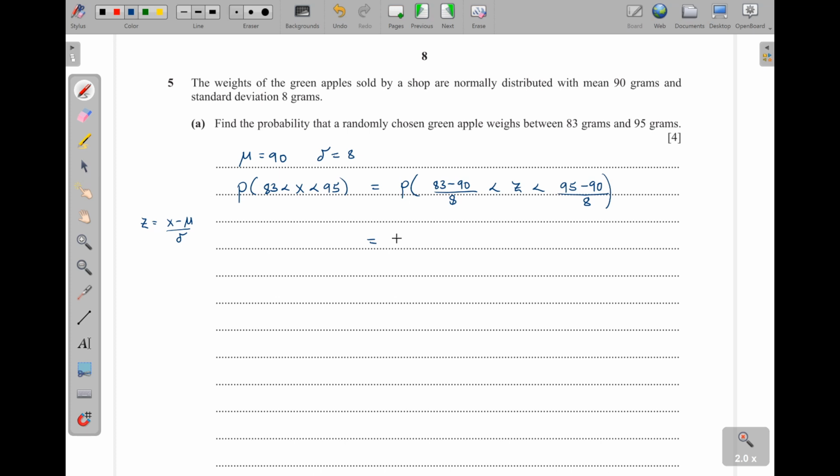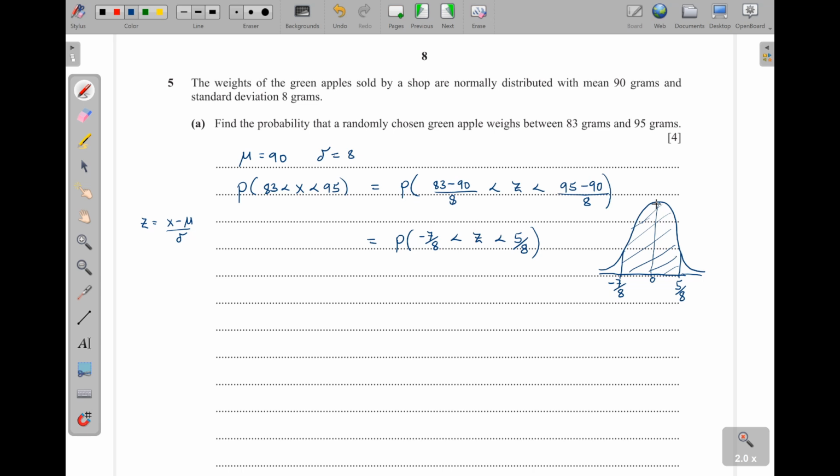So this one will give us probability of here negative 7 over 8, which is less than z less than, this will be 5 over 8. So this is what we are having here. If I may draw the bell-shaped curve, this is what we are going to have. So negative 7 out of 8 is on the left of this mean, which is 0 for the standardized normal distribution. And then here I can have the 5 over 8. So we want this probability in between.